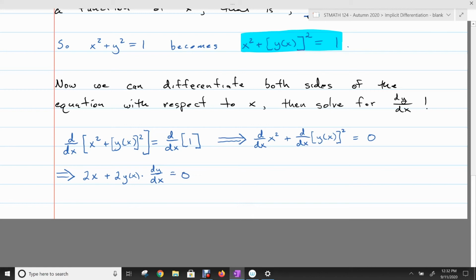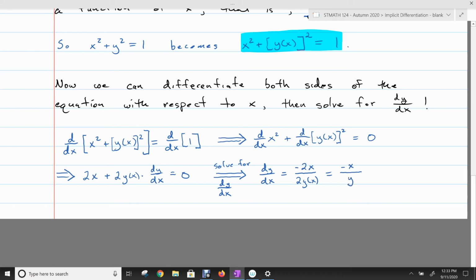So at this point, I've got an equation, and in that equation, I see dy dx sitting there. And so the idea now is we can algebraically solve for dy dx. So that's my next step: solve for dy dx. I would subtract 2x from both sides and then divide both sides by 2 times y of x. So I would get dy dx equals negative 2x over 2 times y of x. And I'm going to cancel the 2's off. So I have negative x in the numerator, and in the denominator, instead of writing y of x, I'm just going to write y.